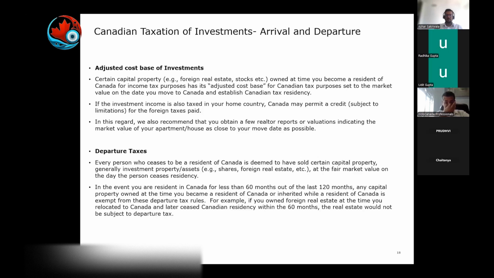So if you have lived for less than 60 months, there are certain exemptions for non-Canadian assets which are exempt from departure taxes. But if you have resided in Canada for more than 60 months and you leave the country, you would be subject to departure taxes on all your assets.